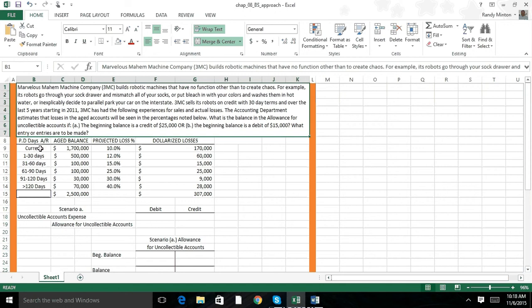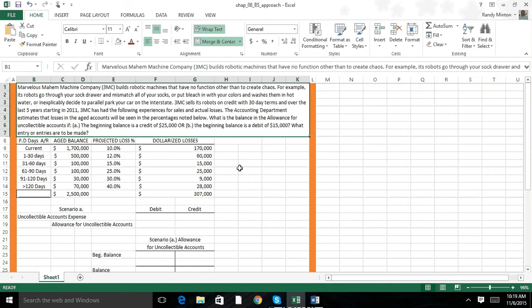That is, anything that's current is not past due. Anything that's 1 to 30 days past due, 31 to 60 days past due, 61 to 90 days past due, and so forth, all the way up to a past due greater than 120 days. And it should make sense to you that the longer these things are outstanding, the greater the projected loss would be. And so this column simply reflects the dollarized losses that you would get by multiplying the aged balance column times the projected loss. And that's the way that you would go through and actually do these.